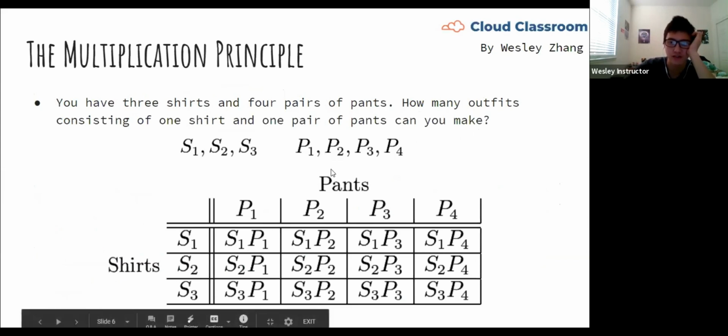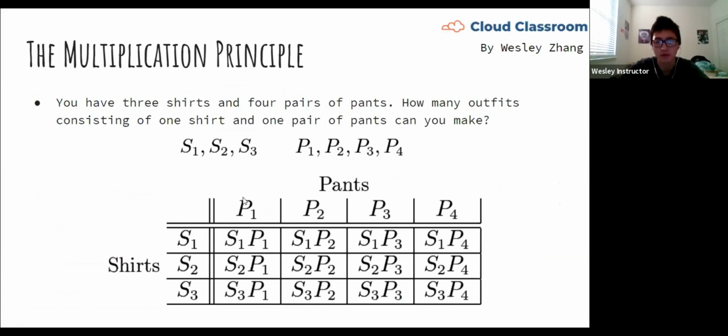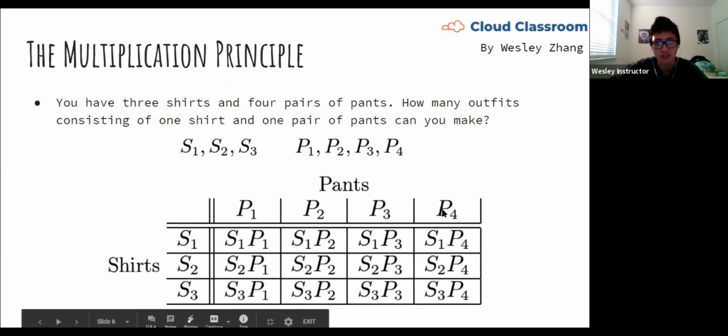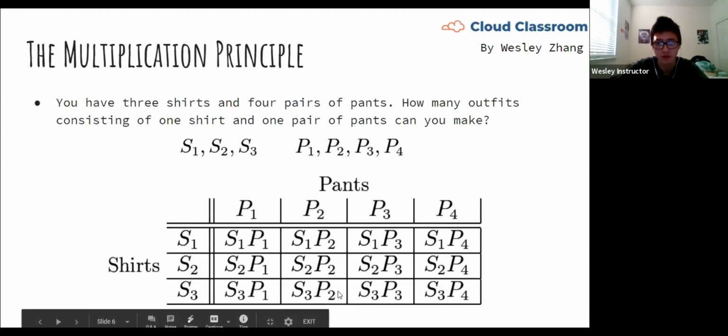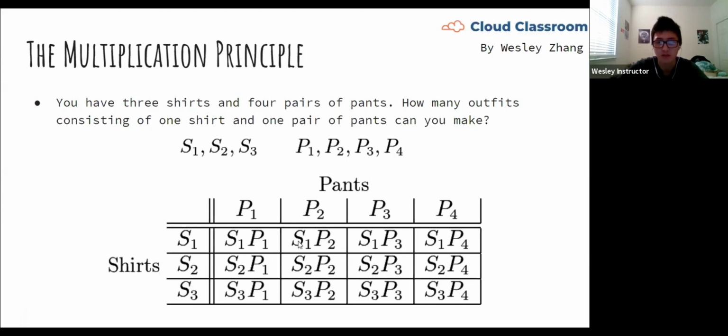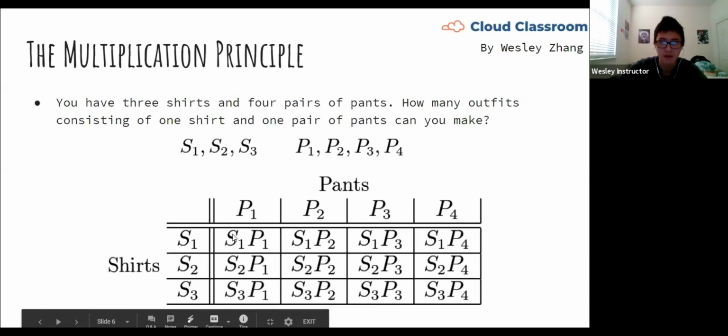So I have three shirts and four pairs of pants. To solve this problem, we can draw a table. This looks like a multiplication times table, if you guys remember doing those. So pants, shirt. We can find out how many combinations of each. I can pair shirt one with all pairs of pants, that's four. Shirt two with all pairs of pants, and shirt three with all pairs of pants. And I have 12 total combinations possible. So I count the squares inside these double lines.